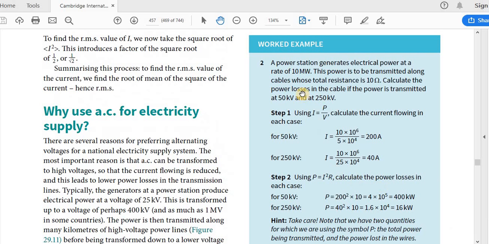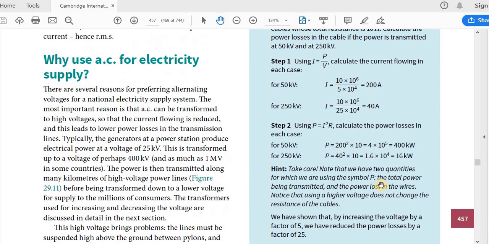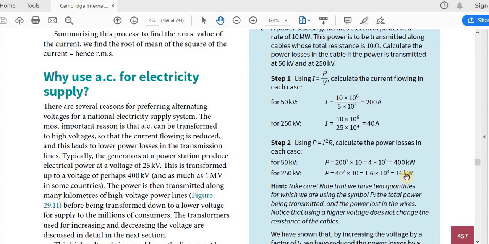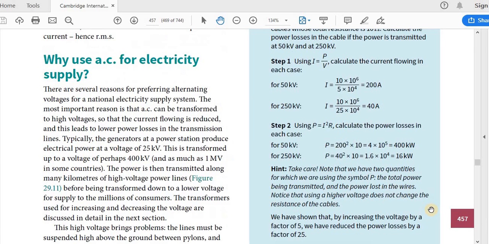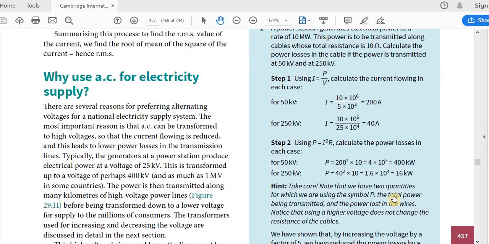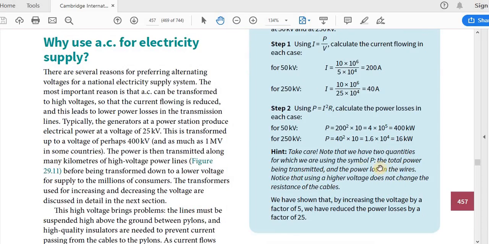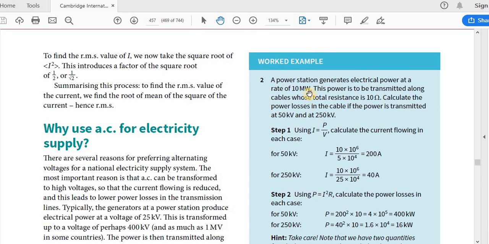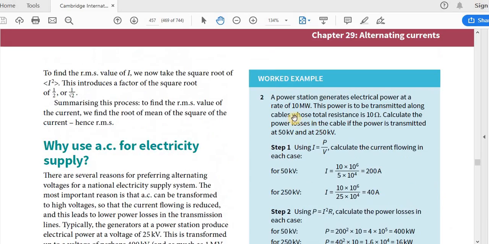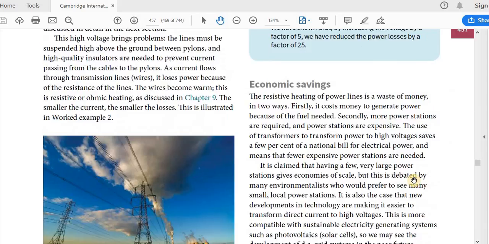And one more point is, like I mentioned before, if you want to find the power at the consumer end, you can subtract. So 10 megawatt minus, let's say if it was this one, minus 16 kilowatt will give you the power at the consumer end, because this is the total power that is supplied. You can see they also mentioned here total power that is transmitted, and when this is transmitted along the cable, it loses this much power. So what you have in the end is 10 megawatt minus 16 kilowatt.